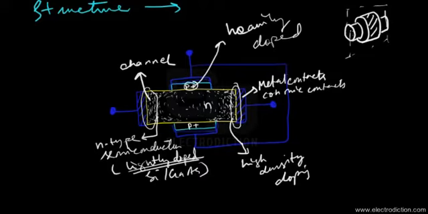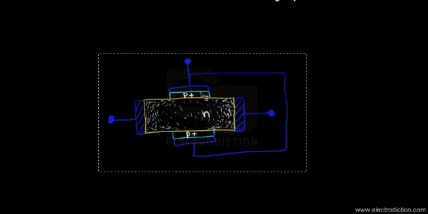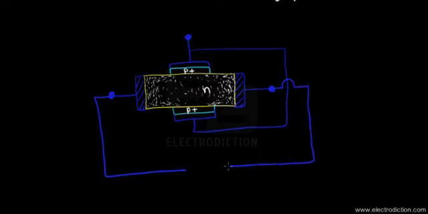Now, if we take a fresh diagram again, there it is. Now if we go towards the electrical connections, if we connect a voltage source, just hold on for a second while I connect the voltage source here. So there it is.